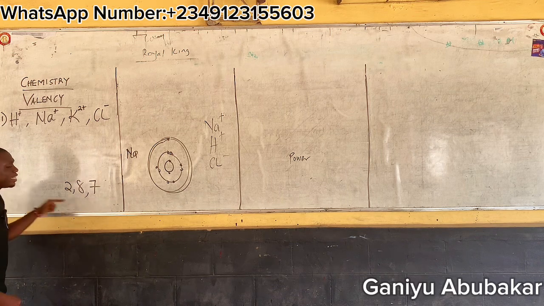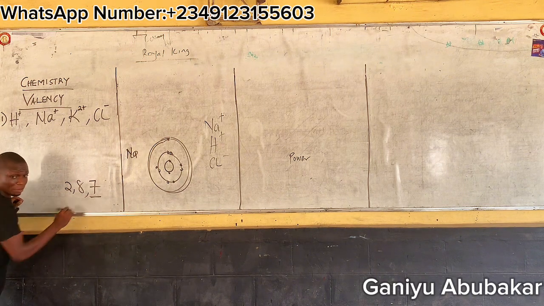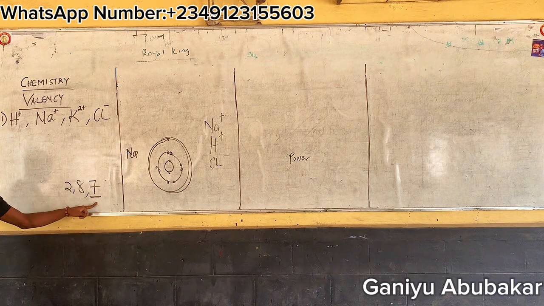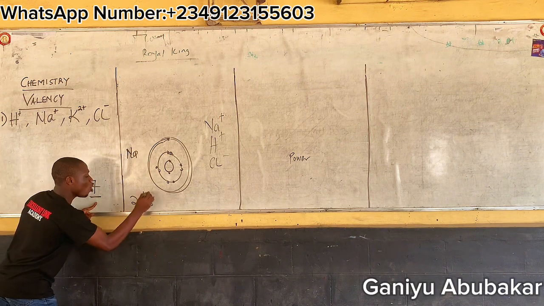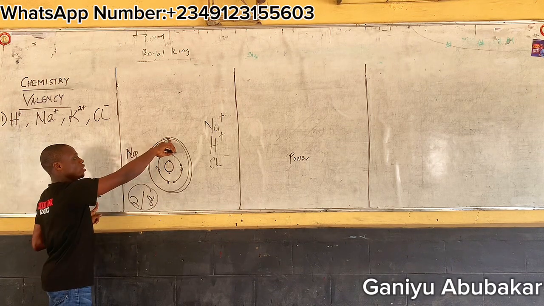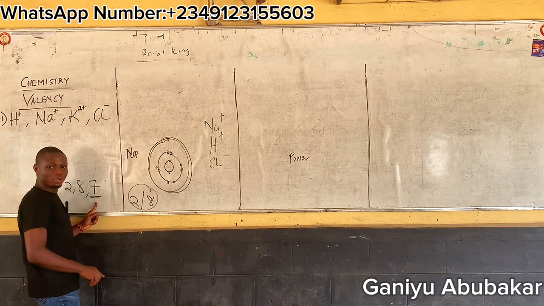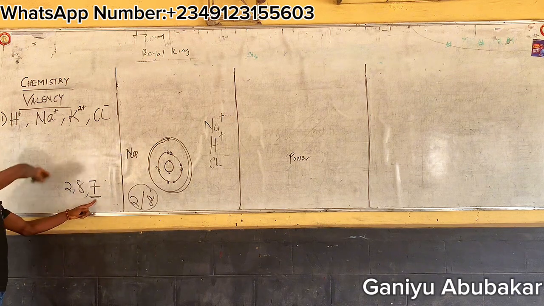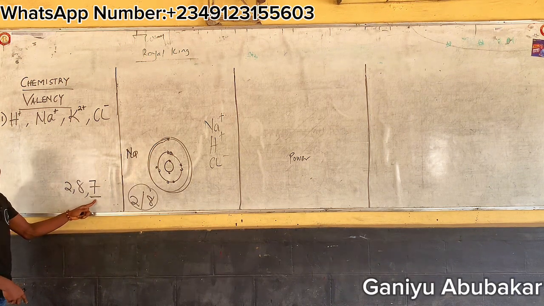For this chlorine now, is it stable? This is the last shell. Is it stable? It's not stable. It must be either duplet or octet configuration. So this one is just 1. It's not 2, it's not 8, so it's not stable. Chlorine is having 7 in the outside shell. It's not stable yet. The question is what?